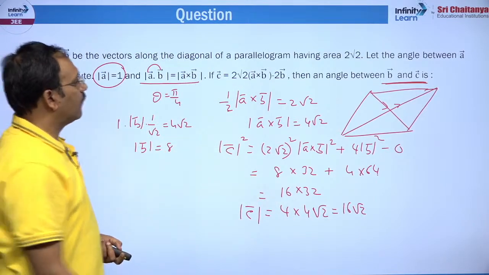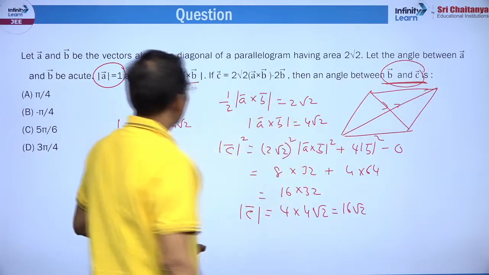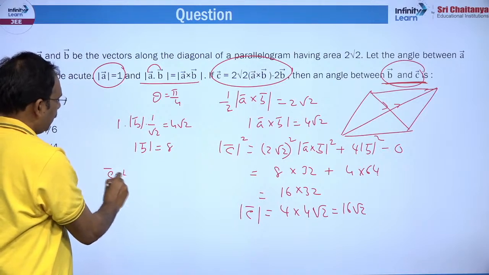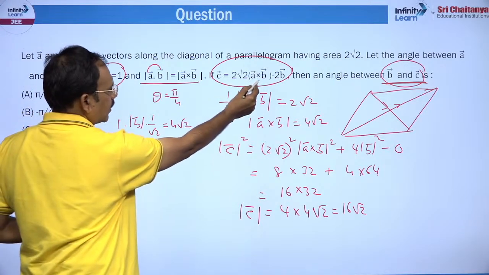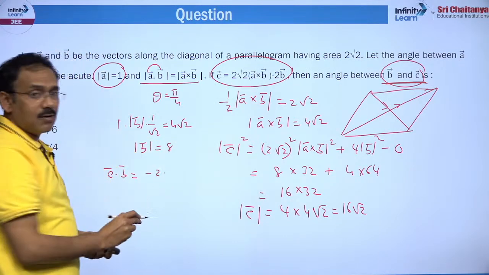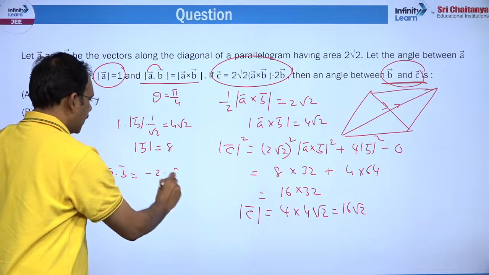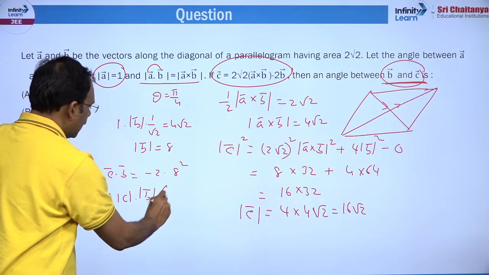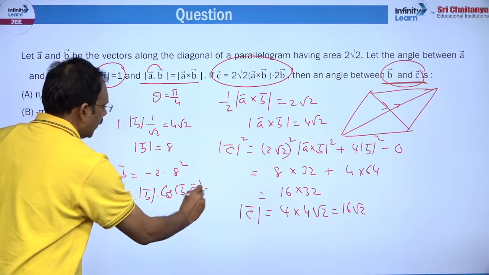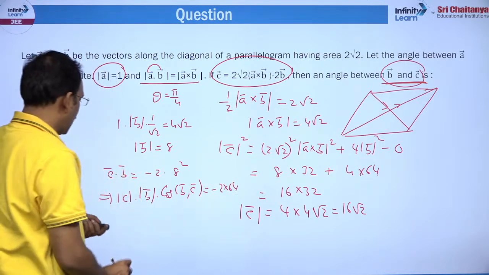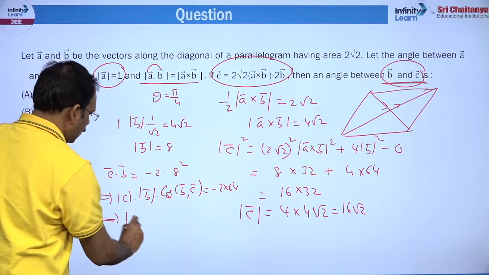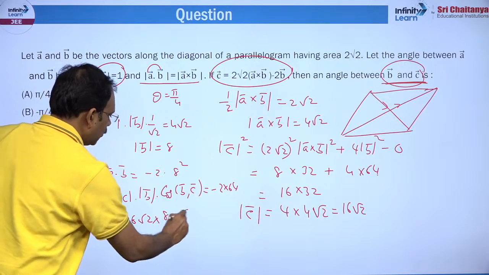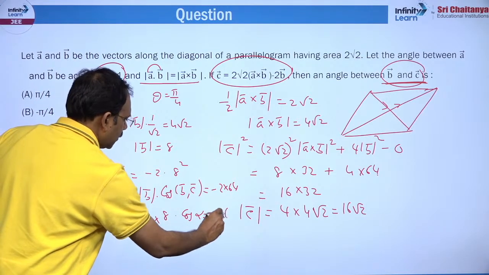Now, after knowing that, we want the angle between B and C, right. For that you just apply the dot product on both sides. So, C dot B is equal to, if you apply dot product with B, it is 0 minus 2 B dot B, the magnitude of B square which is 8 square. So, this is the magnitude of C into the magnitude of B into the angle between B and C, which is going to be minus 2 into 64. The magnitude of C I already got, 16 root 2, the magnitude of B also I got, which is 8. So, into cos alpha is equal to minus 2 into 64.